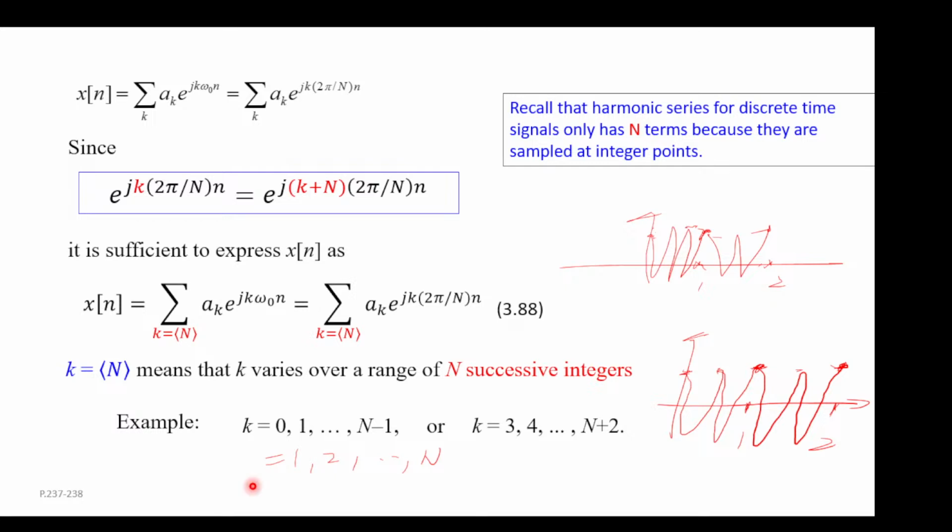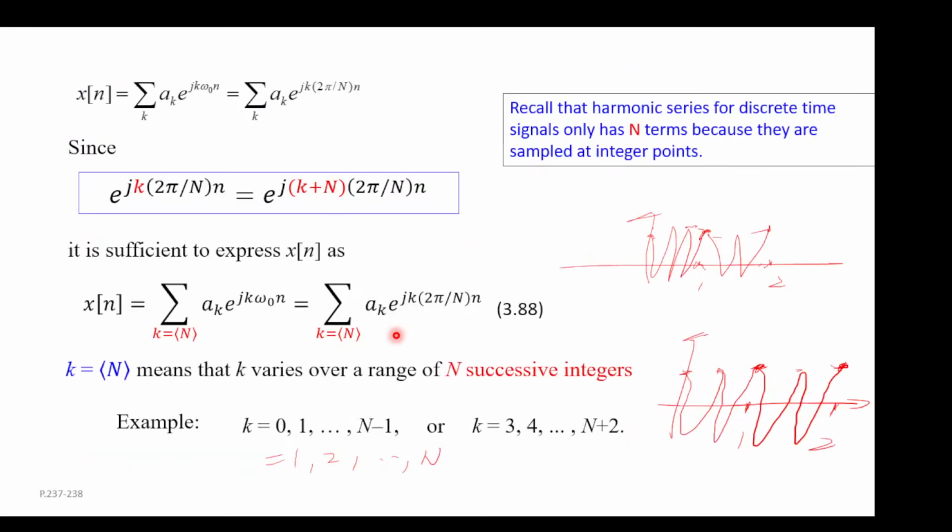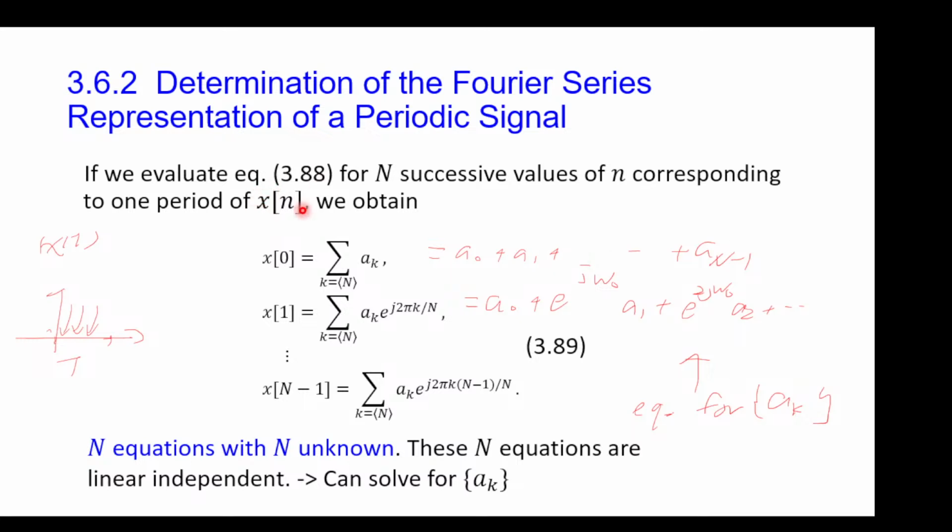So that's our discrete Fourier series, and the first difference is that k only ranges over some big N values. Then from those equations, we want to solve for a_k. One thing we notice is that those a_k are solvable by just solving a linear system of equations. Your x of n is a periodic signal, so it has big N different values: x of 0, x of 1, x of 2, up to x of N minus 1.